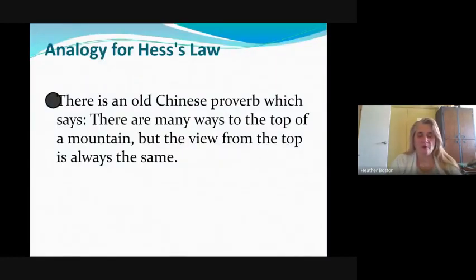So remember, with Hess's law, some equations are known values that we can look up, or standard values, and some are unknown. So that's why we need Hess's law to add together known quantities to equal unknown quantities.